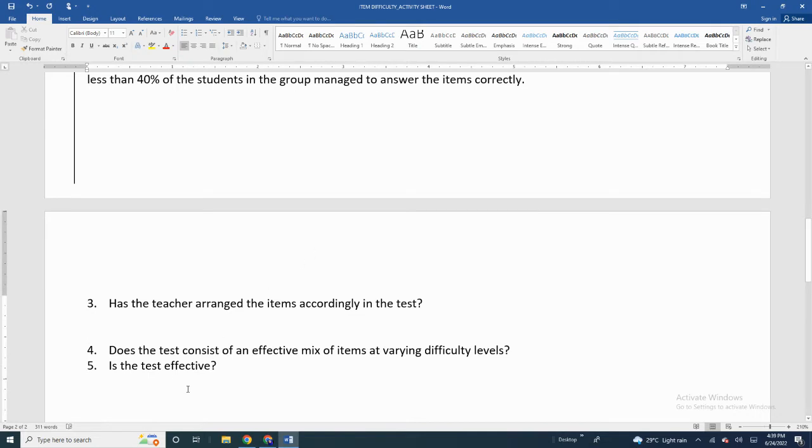Okay, you can say, no, the teacher has not, or maybe we don't focus on the teacher. The test items have not been effectively arranged based on the item difficulty table.